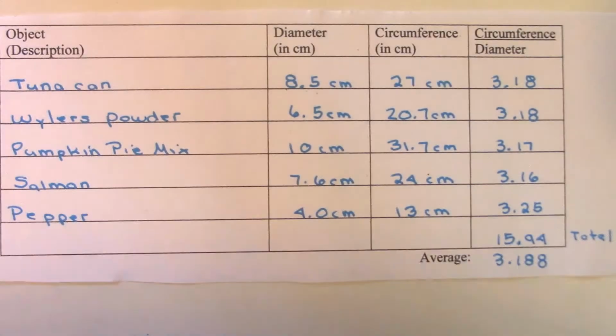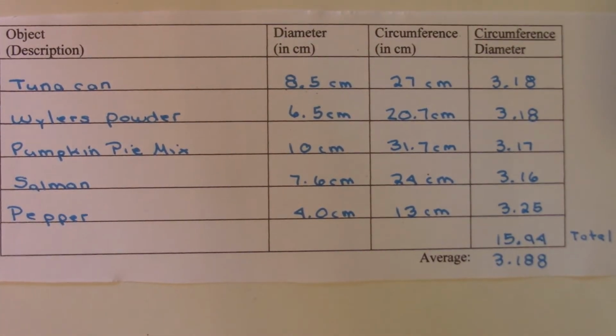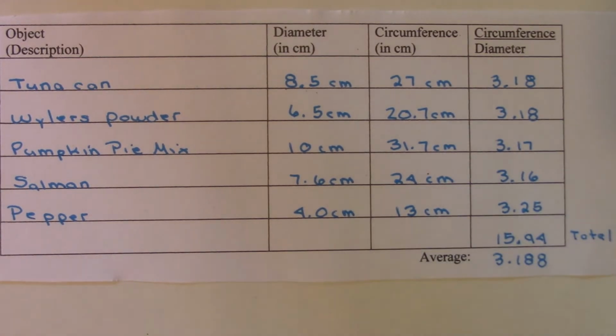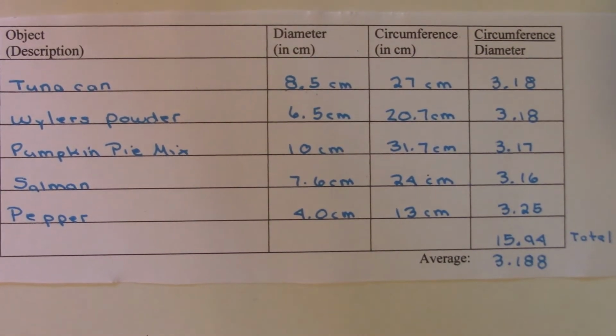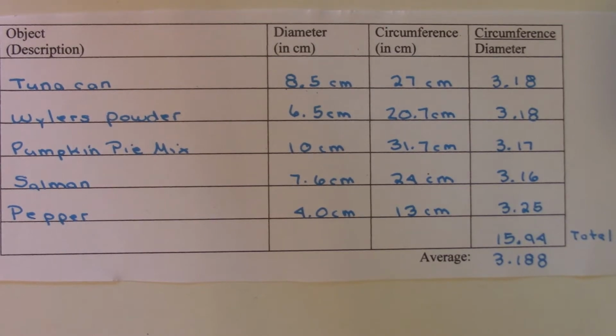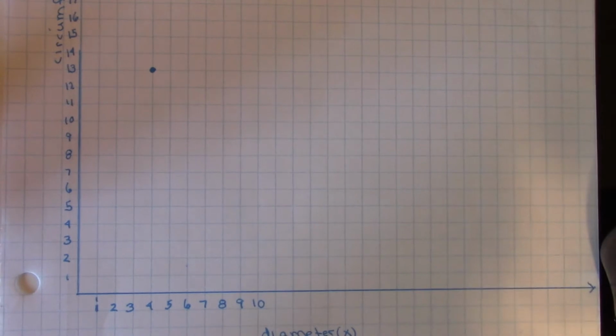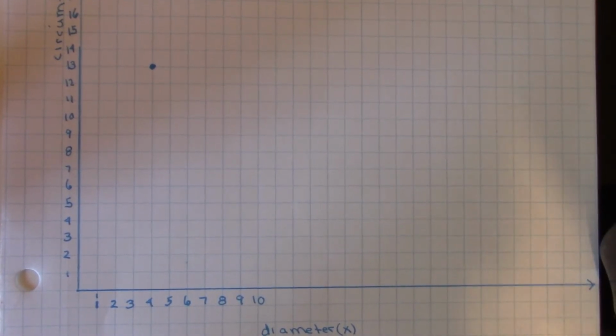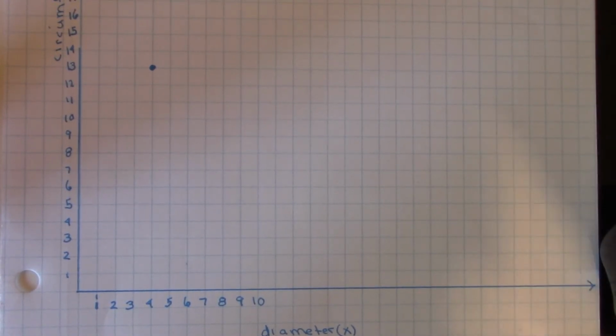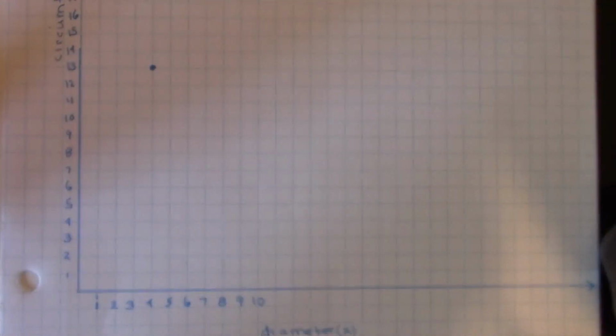So I realized that the circumference depends on the diameter. So when I graph it, I'm going to put my diameter as the independent variable on the x-axis and my circumference as the dependent variable along the y-axis. Since my graph will be representing the measurements of real objects, they'll be positive. So I'm just going to be graphing in the first quadrant.